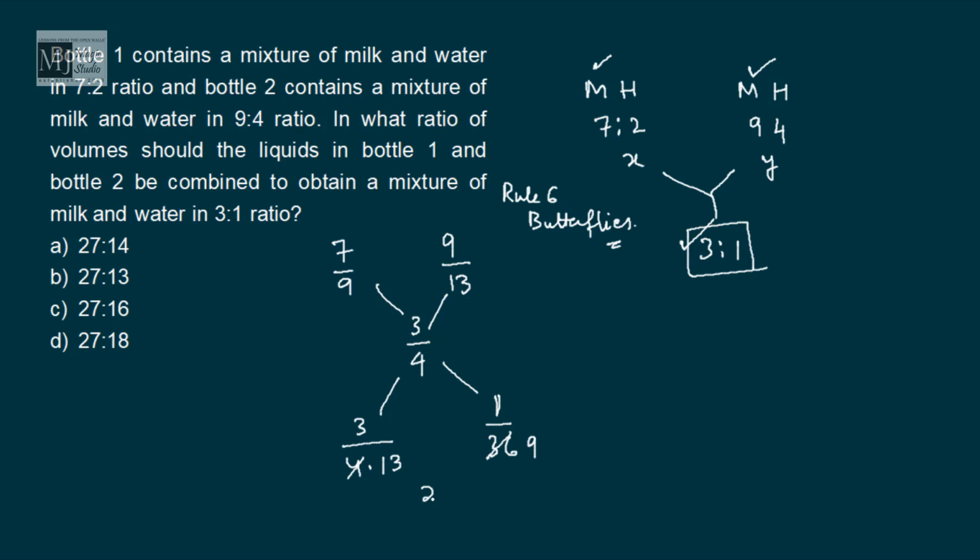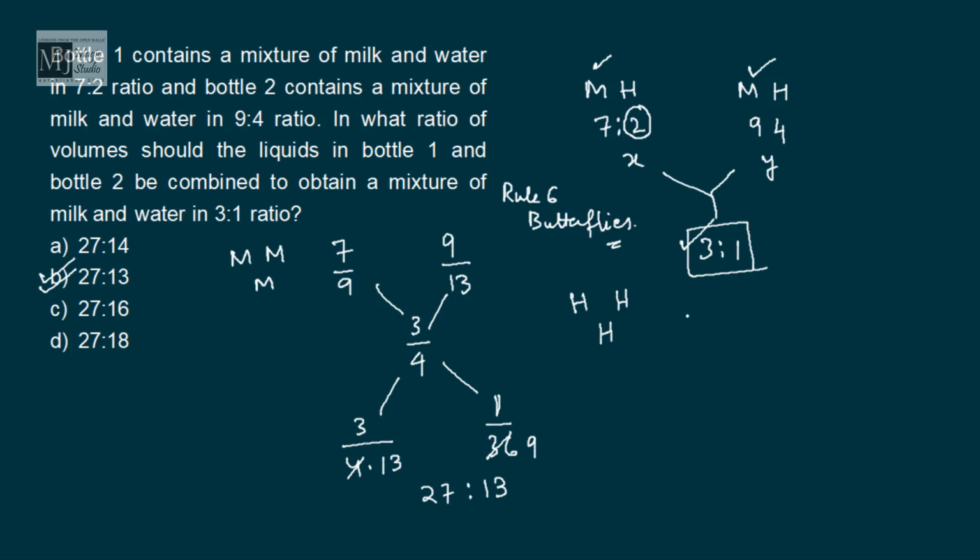4 on 9. So we have ratio 27 is to 13. Yes, option B fits in. What we have taken, milk and its proportion. What if we take water? Water in the first mixture, water in the second mixture, and water in the final mixture.